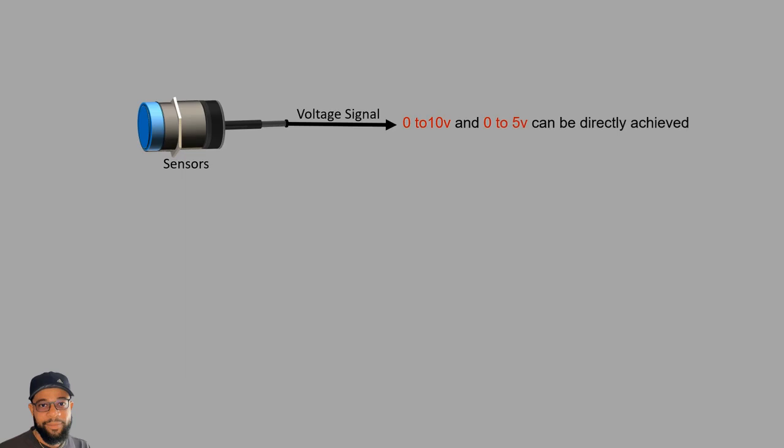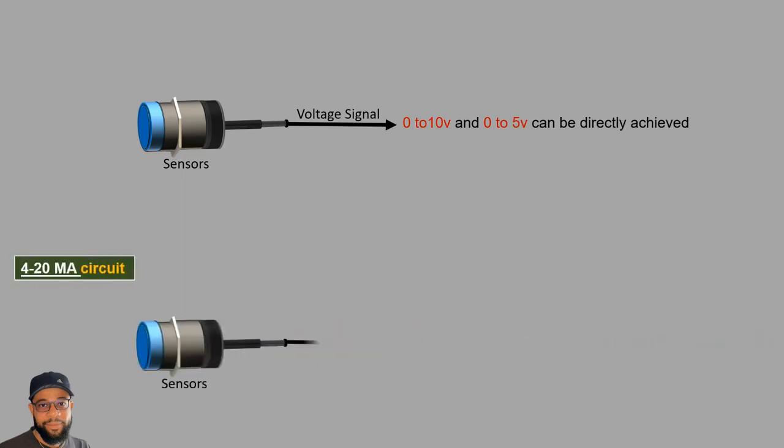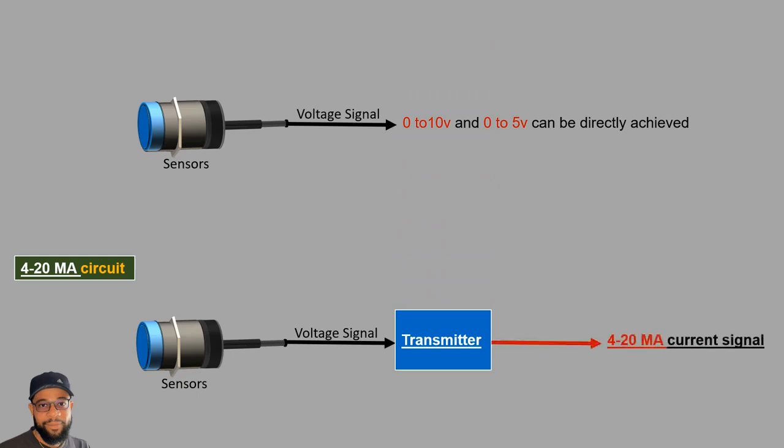In 4 to 20 milliampere circuits, the voltage output of the sensor is sent to a transmitter which will convert the voltage signal into a current signal. The calibration of this transmitter then sets the range of current signal to be generated. When this current signal reaches the controller, it must usually be converted back into a voltage signal for processing.